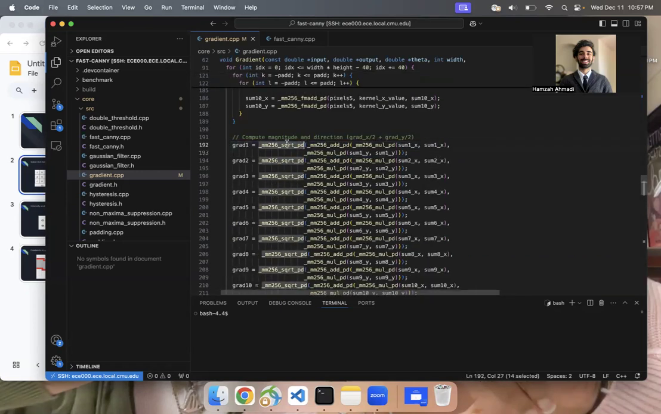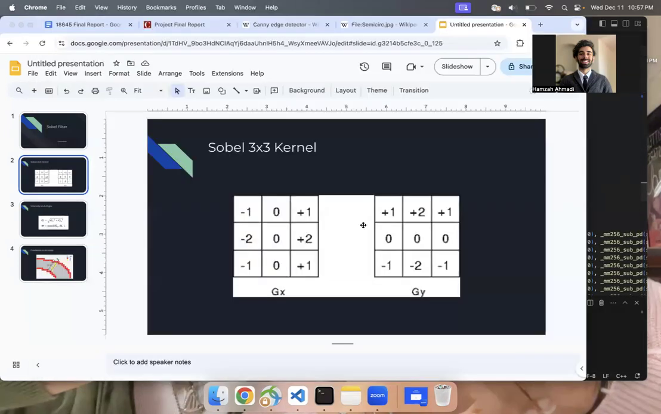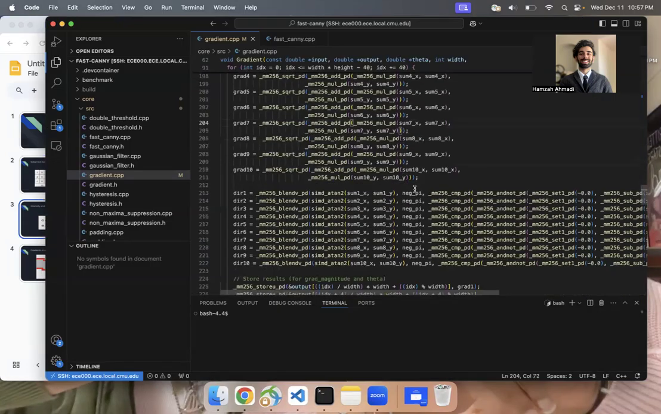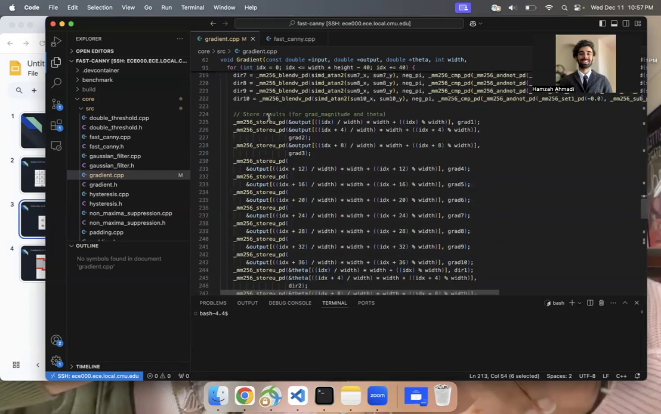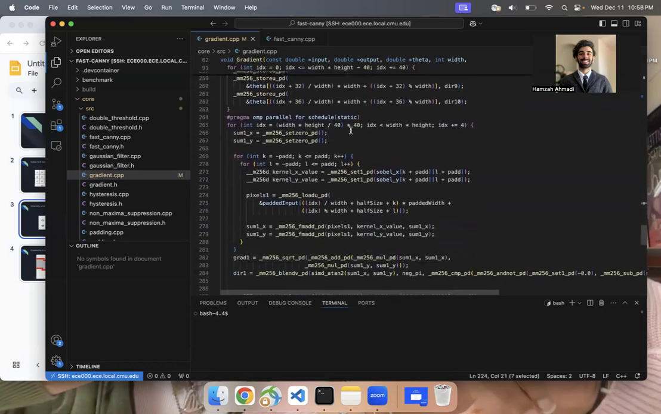We pretty much do the same process: the square root intrinsic, add, and multiply each pixel's x direction and y direction, so square them basically, then add those two and take the square root. For finding the angle, we mostly use the arctan intrinsic on gradient x and gradient y, and then we store the values. That's pretty much it. After we loop through the entire matrix, some pixels are left over, any index at the end that is not divisible by four, and we loop through those remaining indices as well.